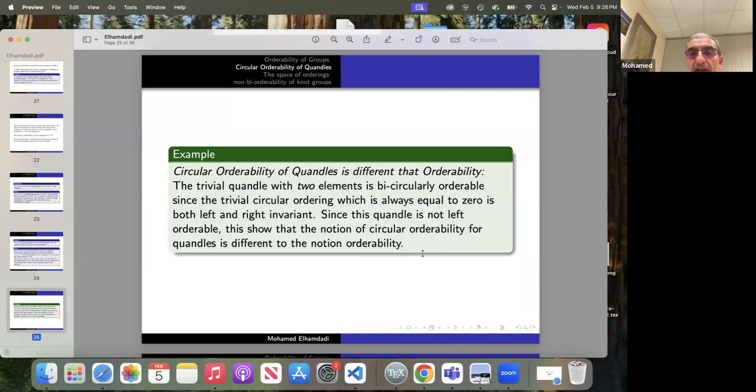Circular orderability of quandles is different from orderability, as I mentioned earlier. To be precise, take the simplest quandle, which is the trivial quandle with two elements. If you have two elements, every quandle on it is trivial, meaning right multiplications are identities. This one is bicircular orderable, since the trivial circular ordering, which maps everything to 0, is both left and right invariant. Since this quandle is not left orderable, this shows that the notion of circular orderability for quandles is not the same as the notion of orderability.